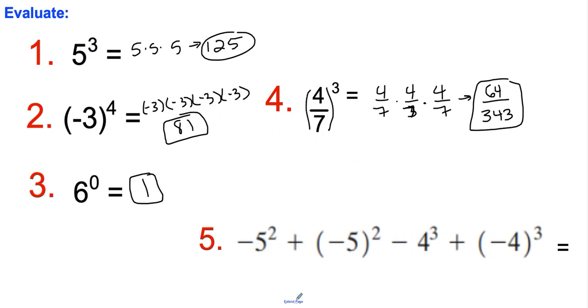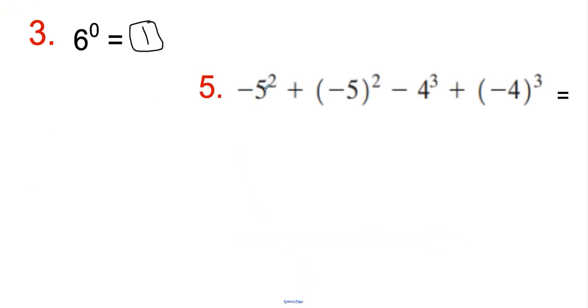Let's evaluate this one. So -5 squared. So remember, the parentheses are what make me write that negative out multiple times. If there are no parentheses, I'm not writing the negative out. So this would really be a 25 here, and then the negative goes back to it. So this is a negative 25 for the first number.